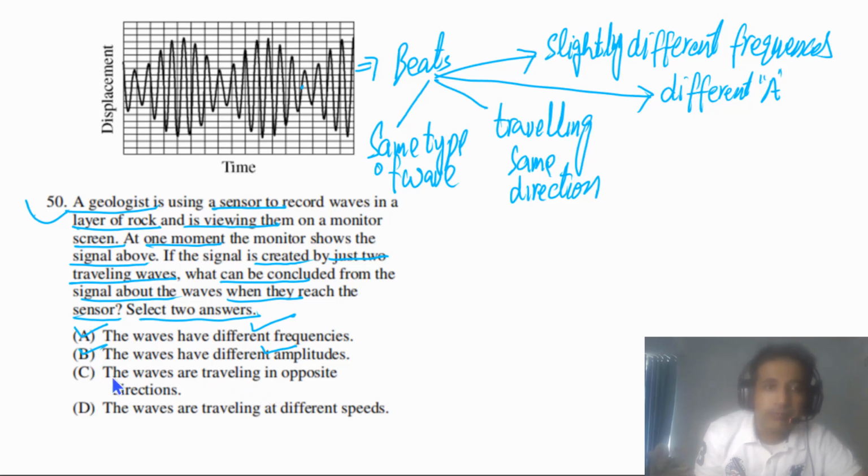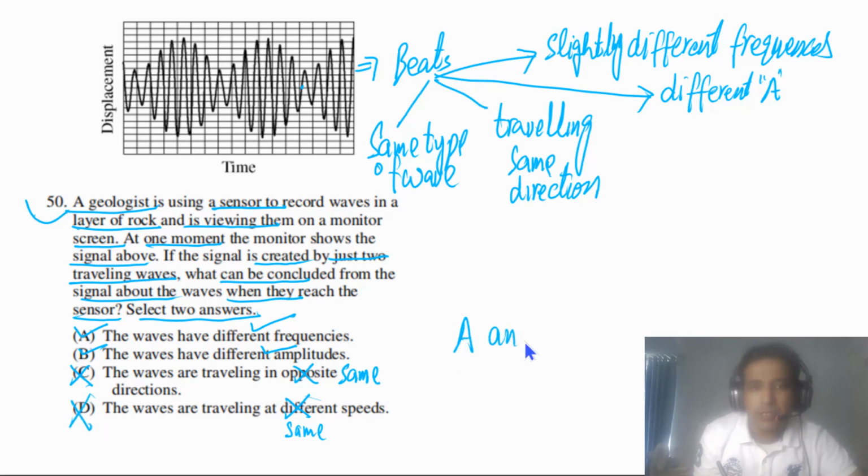The waves are traveling in opposite directions? No. If these are beats, the waves have to travel in the same direction. So this is incorrect. The waves are traveling at different speeds? No. The same type of wave in the same medium has the same speed. So this option is also incorrect. So the answer for this question is A and B. This question is simply about beats.